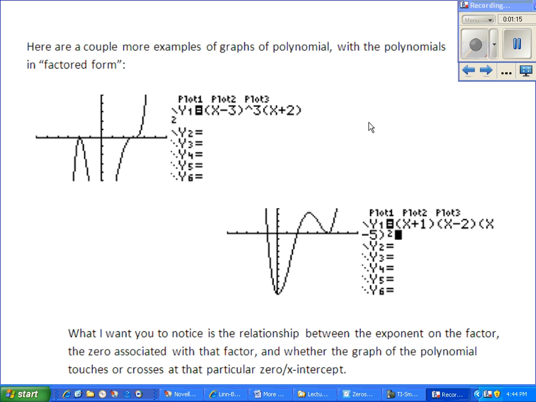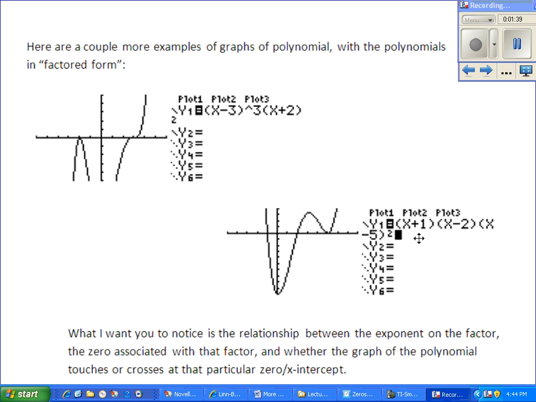Here's a couple more examples where the polynomials are in factored form, which makes it easy to spot the zeros and the x-intercepts. So (x subtract 3) to the third power and (x plus 2) squared. Notice that at x equals -2, we're just touching, we're bouncing off. And at the zero x equals 3, the graph is passing through.